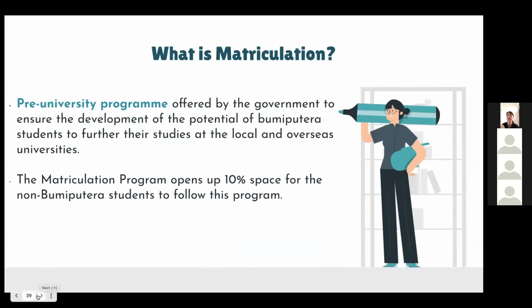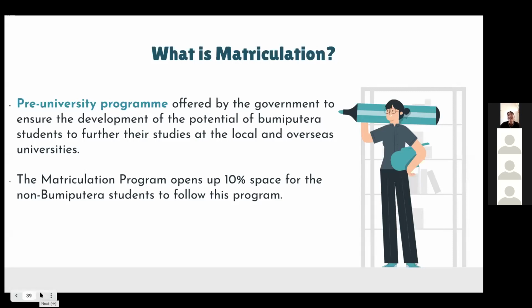The purpose is to ensure the development of the potential of Bumiputra students, to qualify them to further their studies at local and also overseas universities. Even though this is mainly for Bumiputra students, the KPM also opens up 10% for non-Bumiputra students like Chinese and Indians to follow this program. Just for information, this 10% is equivalent to around 4,000 students.